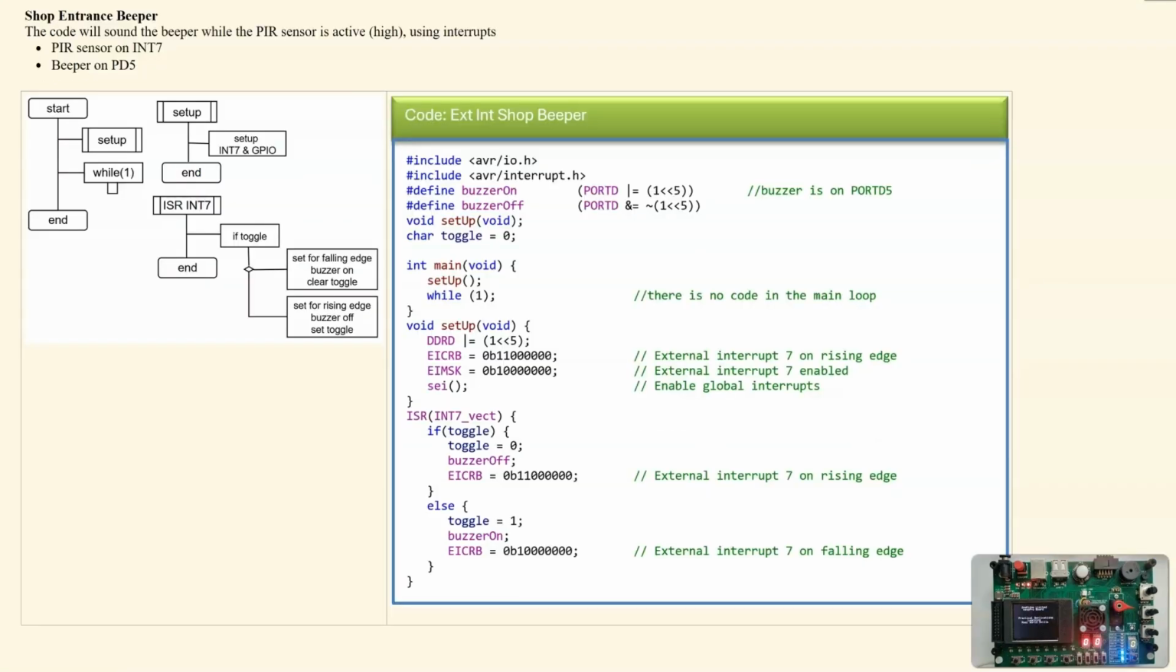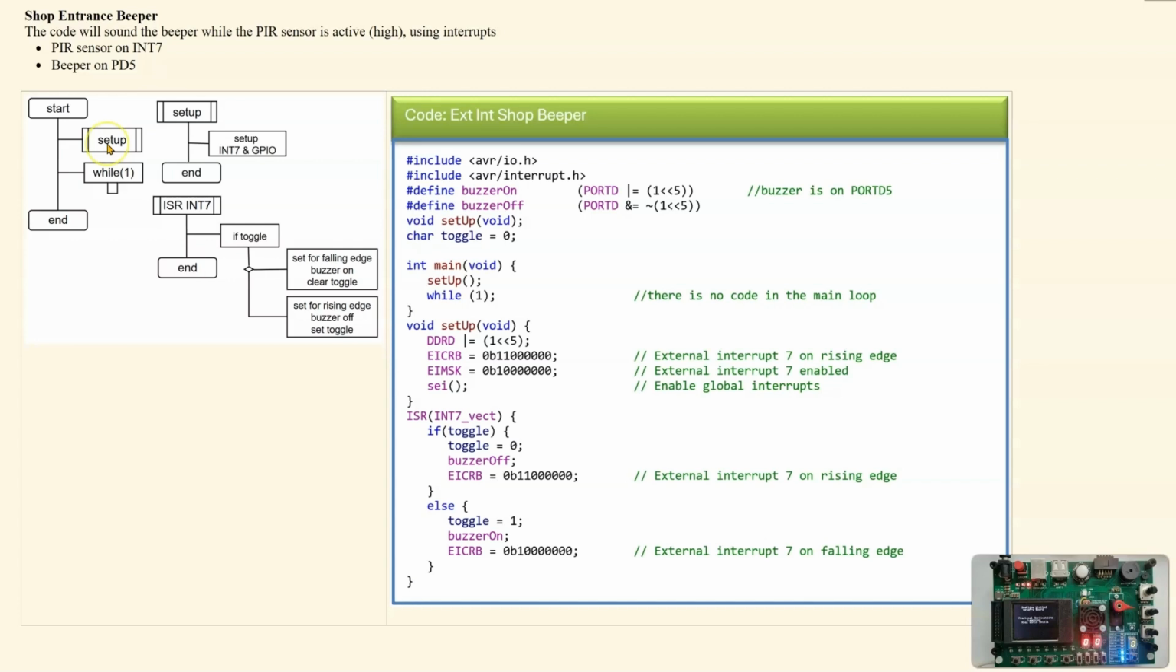Looking at another example of using the external pin interrupts, we are going to write some code that will sound a beeper when a motion sensor is active. So the active is high, and then we will turn the beeper on when it goes to active, turn it off when it goes inactive. So the PIR sensor is on interrupt 7, and the beeper is on port D bit 5.